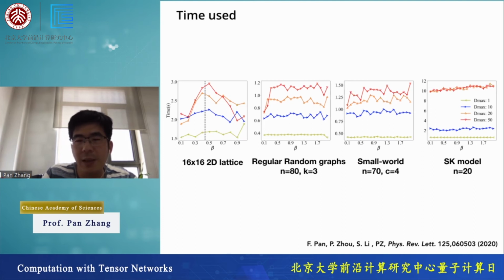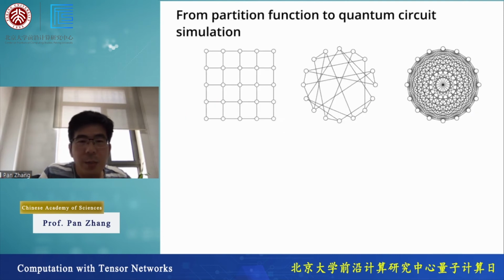At least it's much faster than the neural network-based method, which is really slow. All right, so let me turn to the third part.